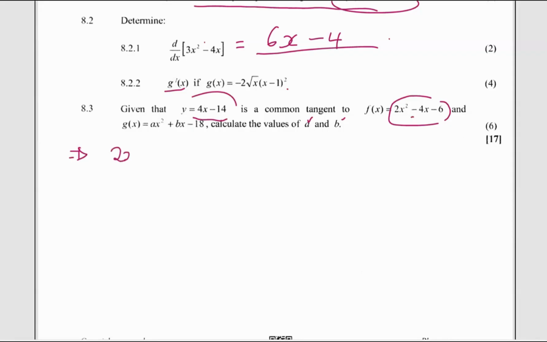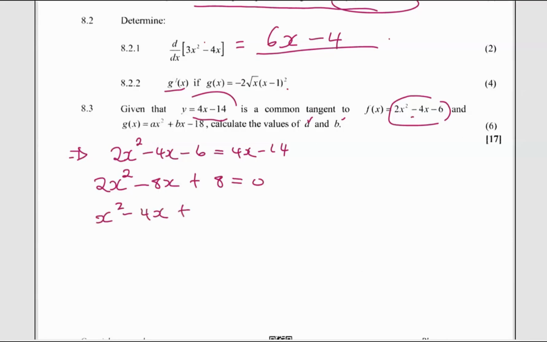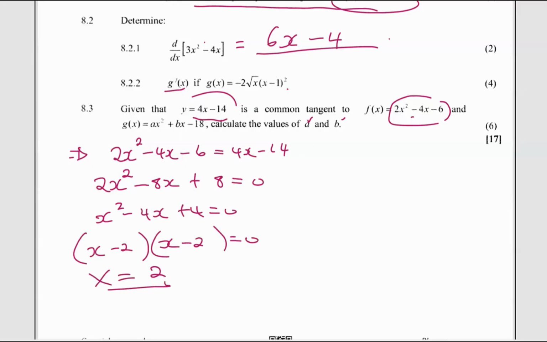So I'll say that my 2x squared minus 4x minus 6 should be equal to 4x minus 14. Okay. Collect the like terms or create the standard equation. So 2x, this becomes negative 8x. And then that becomes a plus 8 is equal to 0. Divide through by 2. X squared minus 4x plus 4 is 0. Factor this out. We have x minus 2 and then x minus 2. Meaning that the graphs are meeting at a point when x is what? When x is 2.